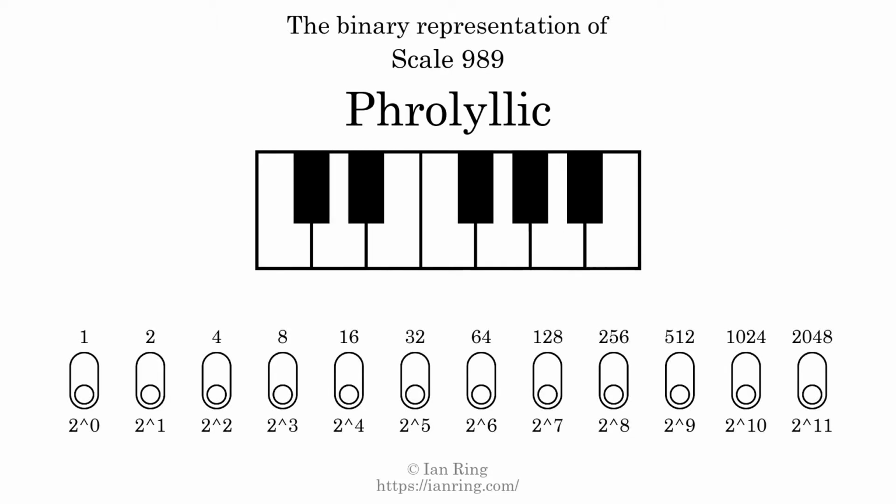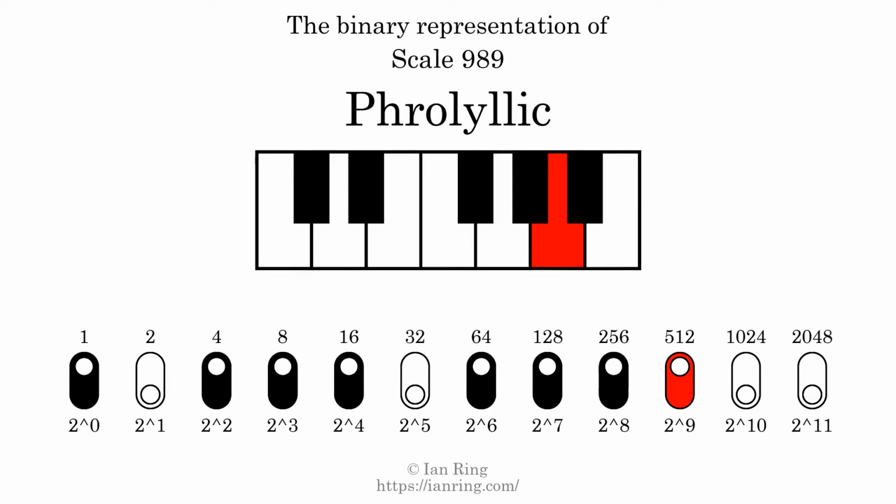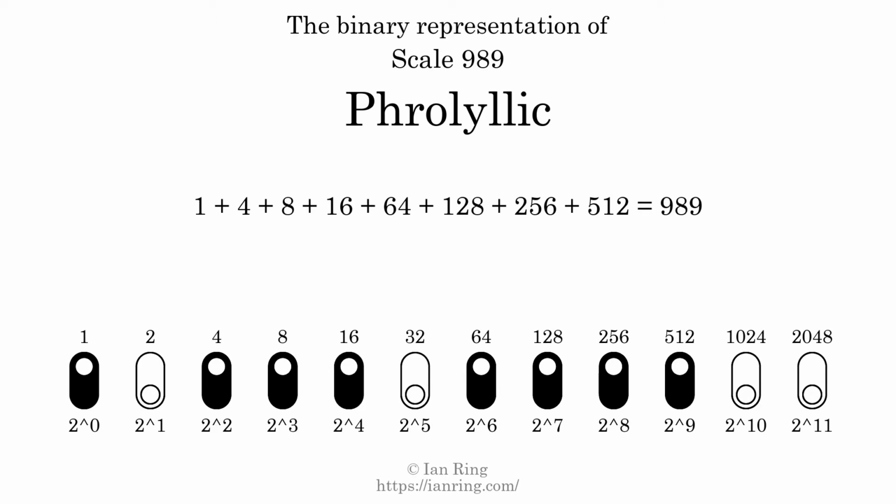The binary representation of this scale is determined by mapping tones of the scale to binary digits. Each binary digit represents a power of 2. To get the scale number, we add the powers of 2 together. The powers of 2 that are present in the scale, all added together, equals 989. That is why the scale number, in decimal, is 989.